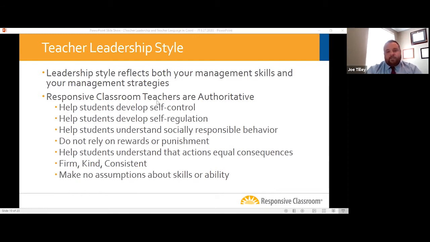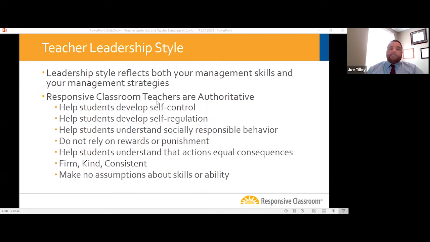That's the important piece here. Not necessarily that we're doing it, and that's the really important piece to remember about the responsive classroom teacher. What we do is we help students to develop these things so that they make decisions that are appropriate. But the way that we do that is we have to think about those skills, those big picture competencies, and then the skills that are underneath it.